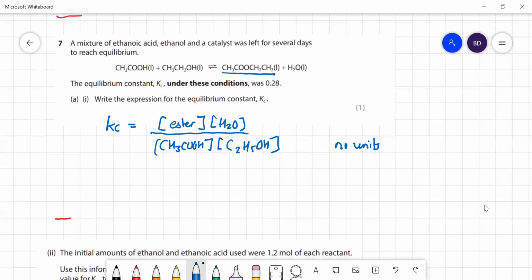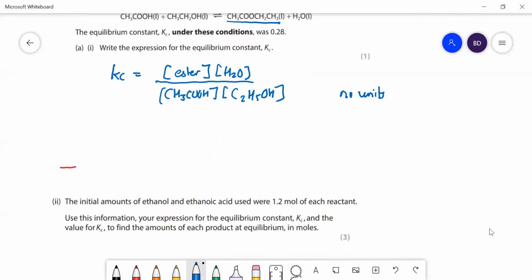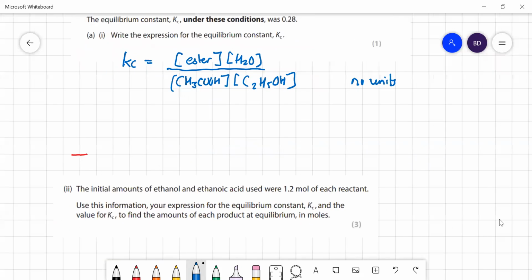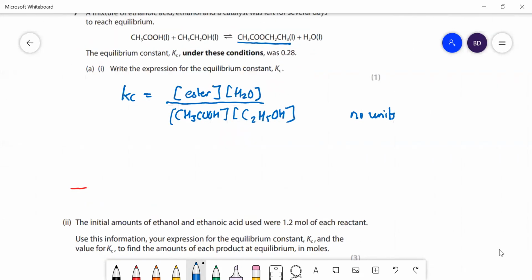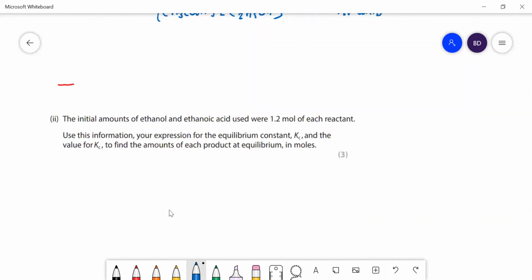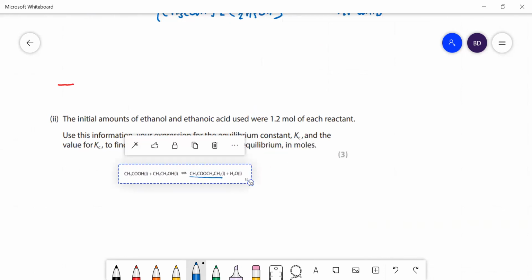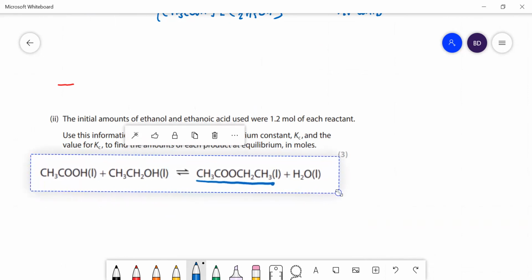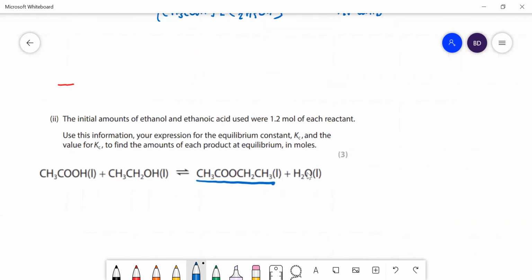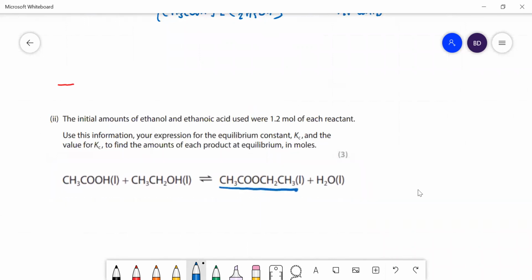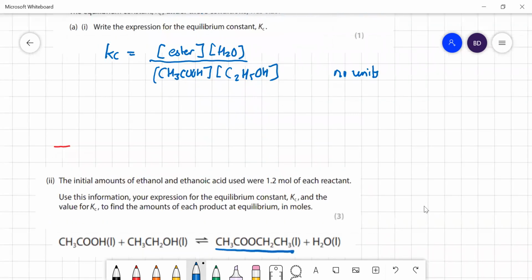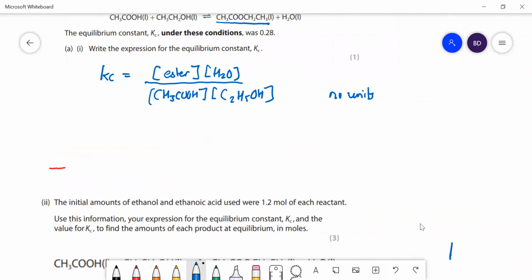Okay, so the initial amounts of ethanol and ethanoic acid were, okay, I'm going to copy this equation down. Paste that in there. Right, so what have we got? It gives us the initial amounts of the ethanol and the ethanoic acid. And we know the value of Kc. They told us the value of Kc up here, they said it was 0.28, and there's no units there.